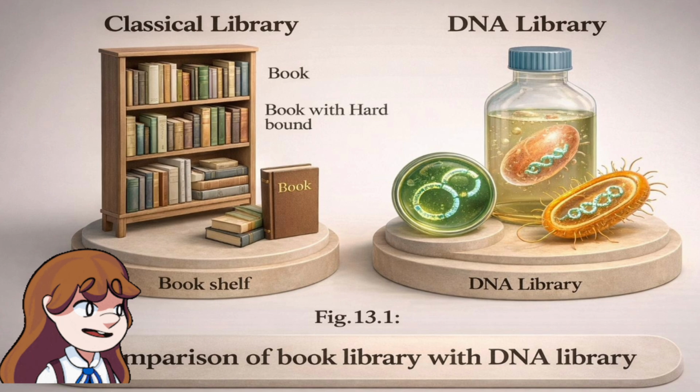In the book library, the books are replicated by xeroxing, while in the DNA library, the DNAs are replicated by the replicating process of the host cell. And the main purpose of creating a genomic DNA library is to arrange all DNA fragments of a genome in a proper order and to supply the required DNA fragments to researchers for further studies.